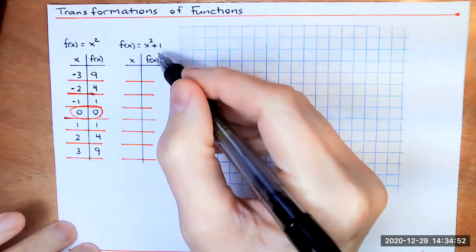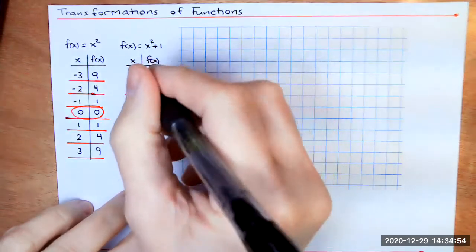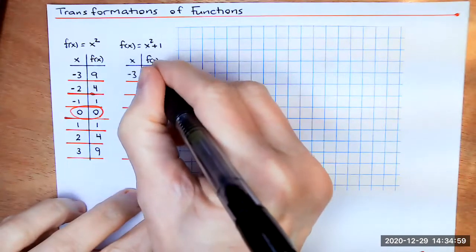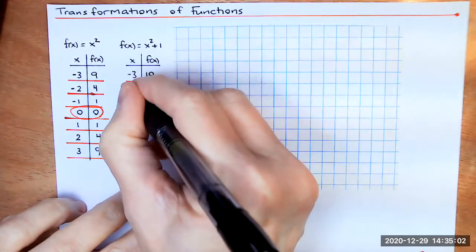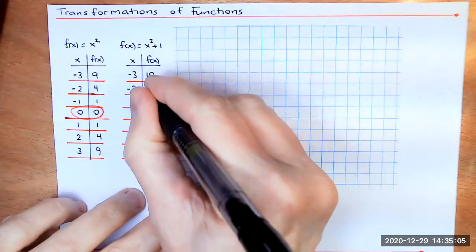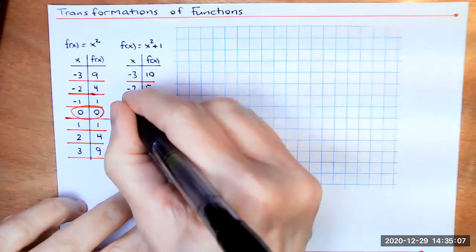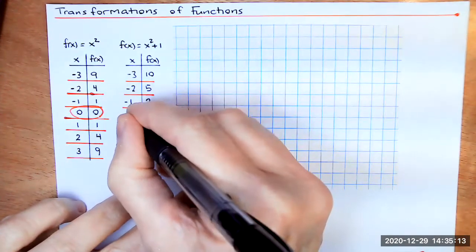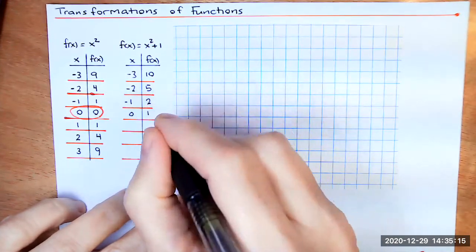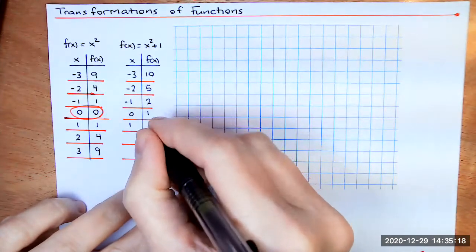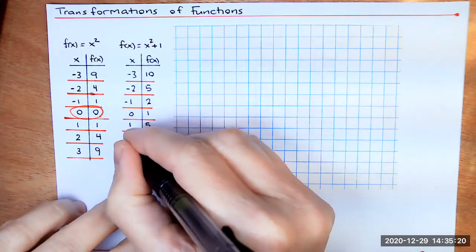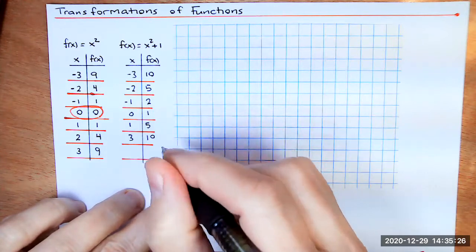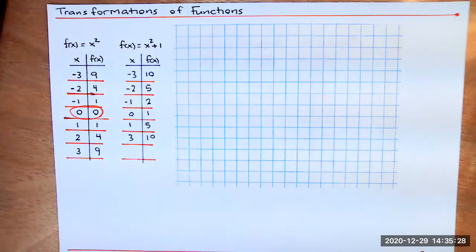So if we wanted to graph f of x equals x squared plus 1, we put in -3. -3 squared plus 1 makes 10. Put in -2. -2 squared plus 1 makes 5. Put in -1. You get 2. Plug in 0. You get 1. Oops, I skipped one.